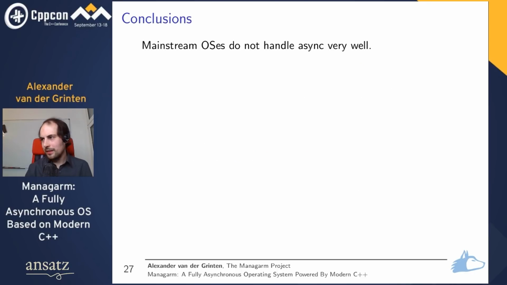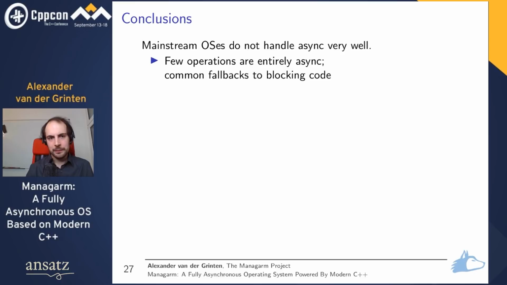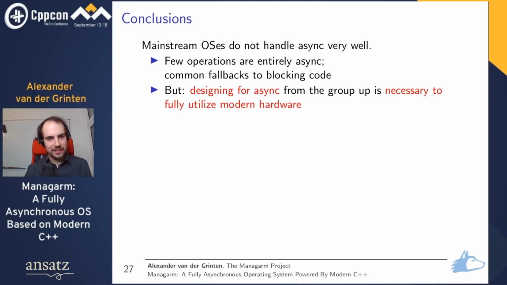Good. Some conclusions. Mainstream OSes don't handle async very well. Very few operations are entirely async, and common fallbacks to blocking code exist in OSes. Designing for async from the ground up is necessary to utilize modern hardware because, well, we've seen that these hardware devices can handle many concurrent requests. So we need some technology to exploit that.